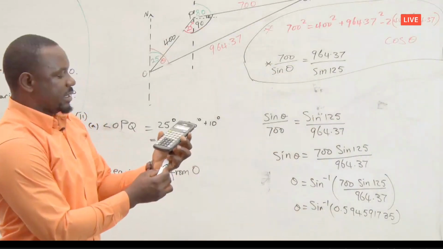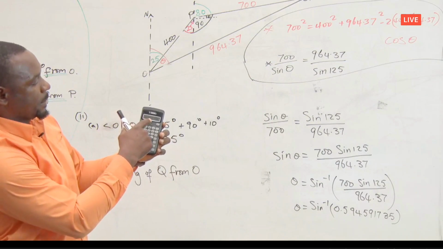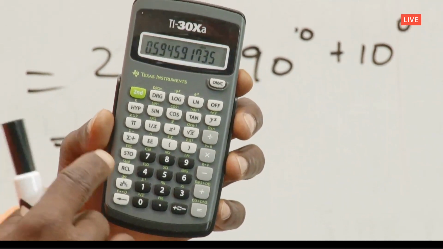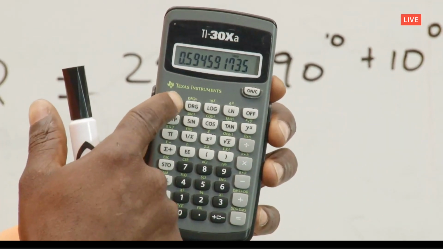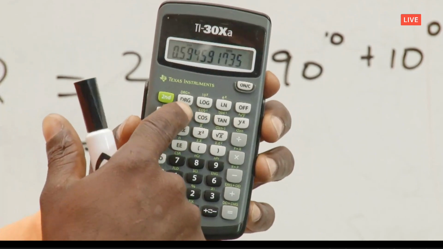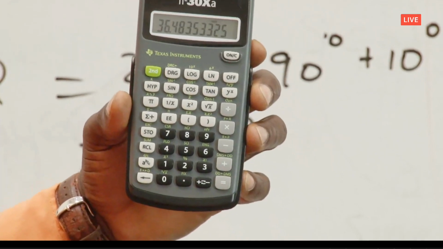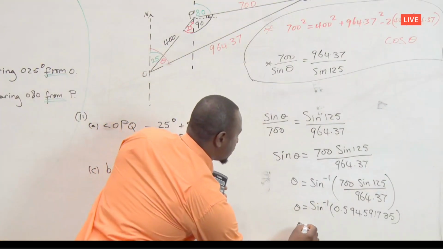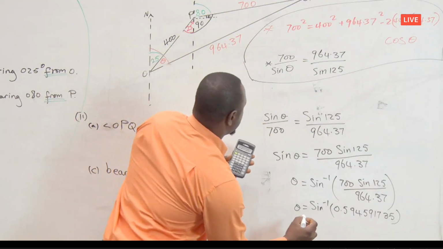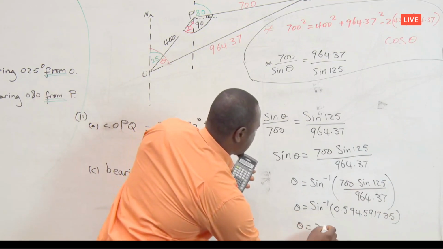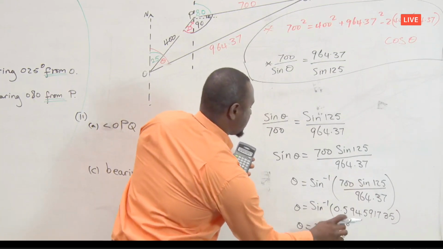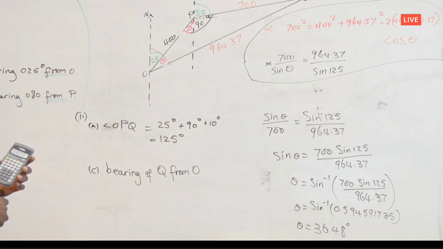594591735. Now let's see if I can keep this as it is. I'm going to keep this as it is because remember my calculator uses number first. Then now I'm going to get that sine inverse. So I go shift sine inverse of that number that was on the screen in my calculator. So my angle is equal to 36.48 degrees. Okay, so your angle is equal to 36.48 degrees.